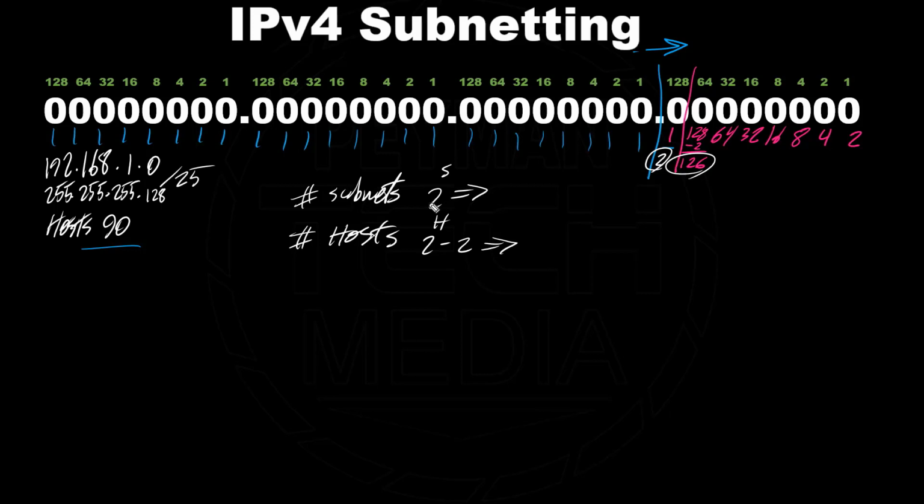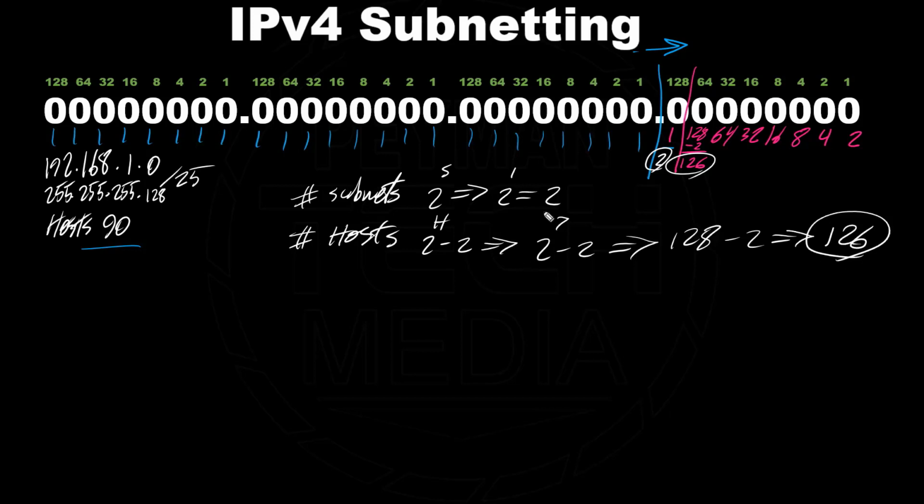Let's find out. If we apply this formula, 2 to the power of subnet bits, how many subnet bits do we have? 1. 2 to the power of 1 is 2. And 2 to the power of host bits, all the zeros are host bits. So we have 1, 2, 3, 4, 5, 6, 7 host bits. 2 to the power of 7 minus 2 is 128 minus 2, which gives us 126. So we will have 2 subnets, each with 126 available IP addresses per subnet.